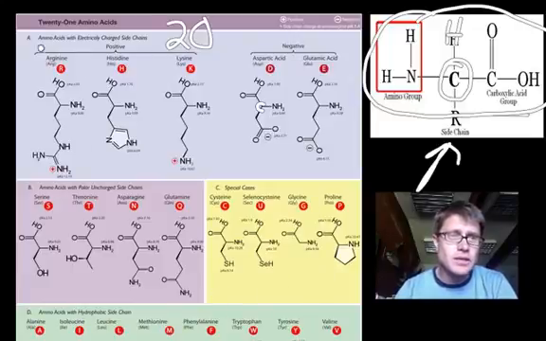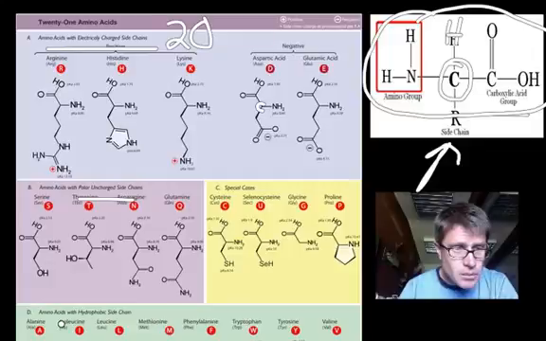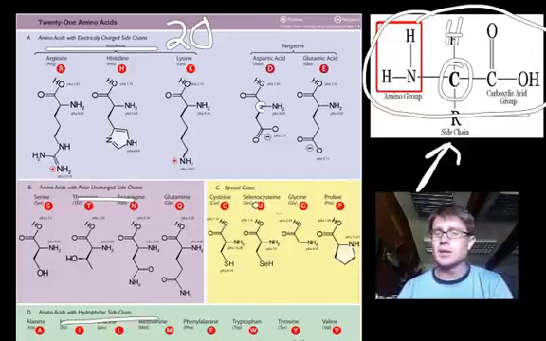And you can see that we get different chemical characteristics. So these ones are going to be electrically charged. These are polar side chains. These ones are going to be hydrophobic. These ones right here would be hydrophilic. And so we're going to have chemical characteristics depending on what amino acid you are.